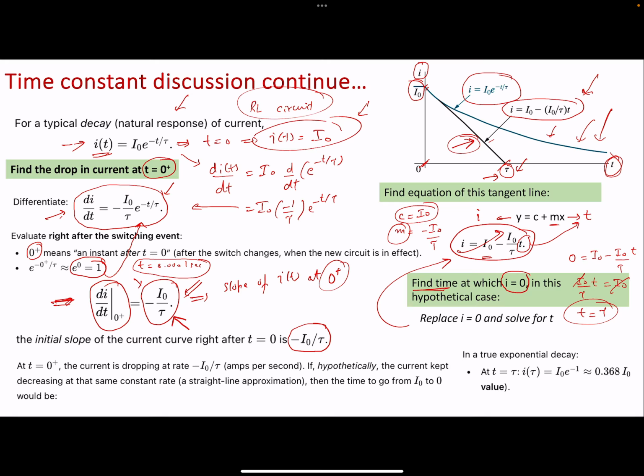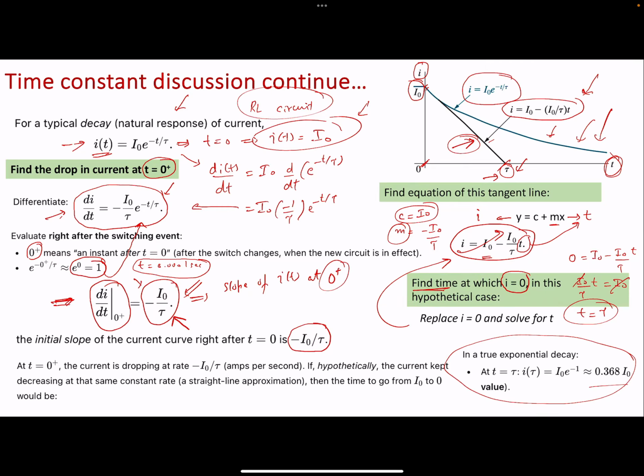Okay, so this is much more realistic. In a true exponential decay, after 1 tau, you get approximately 37% of I naught. In a hypothetical scenario, if your current decay were to happen at the same rate at which it decayed at 0 positive, minus I naught over tau, then you would have decayed your entire current and I would have become 0 at 1 tau, which is a hypothetical scenario. Why is this hypothetical scenario important?